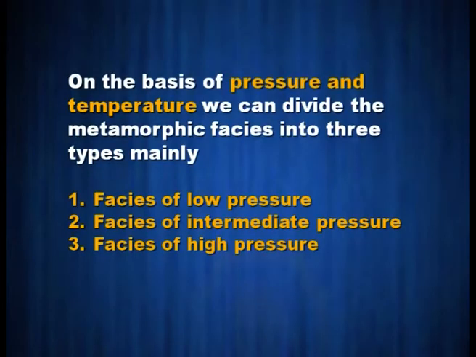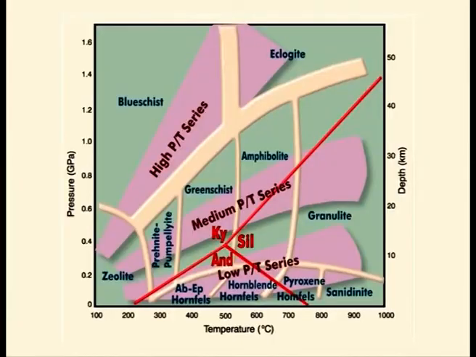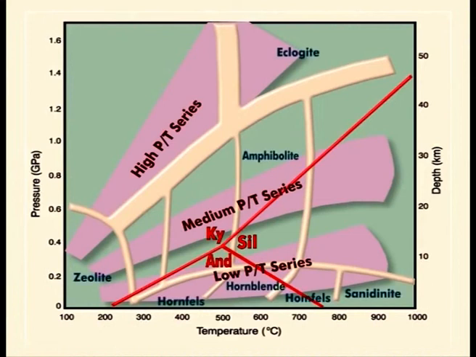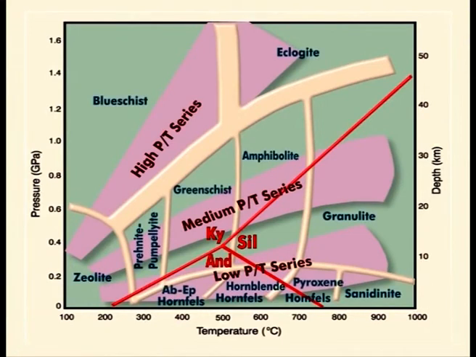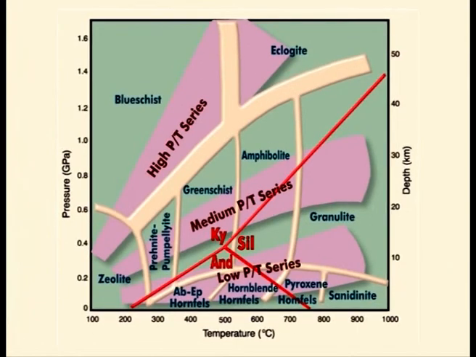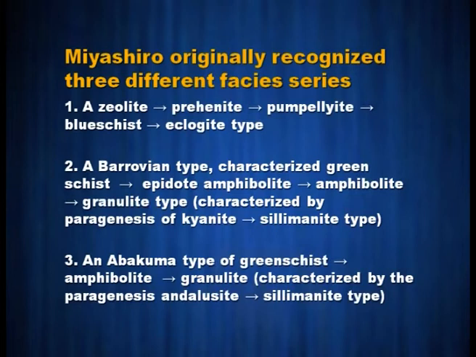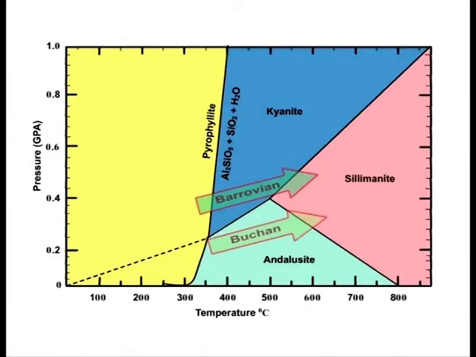Introduction. On the basis of pressure and temperature, we can divide the metamorphic facies into three types, mainly facies of low pressure, facies of intermediate pressure and facies of high pressure. Miyashiro originally recognized three different facies series. First, a Zeolite, Prehnite, Pumpellyite, blueschist, eclogite type. Second, a typical Barrovian type characterized by Greenschist, epidote Amphibolite, Granulite type characterized by paragenesis of kyanite-sillimanite type. And third, an Abukuma type of Greenschist, Amphibolite, Granulite characterized by paragenesis of andalusite-sillimanite type.